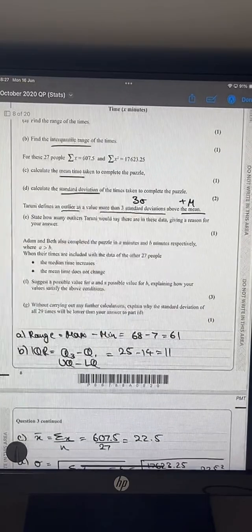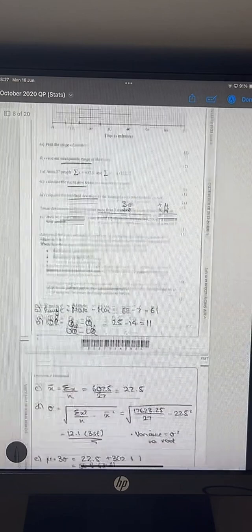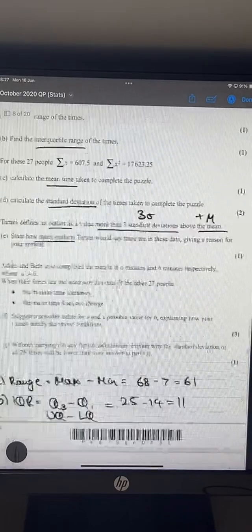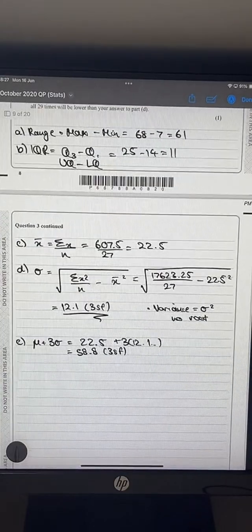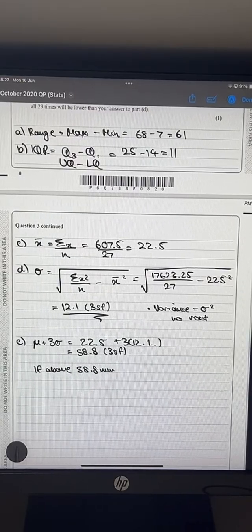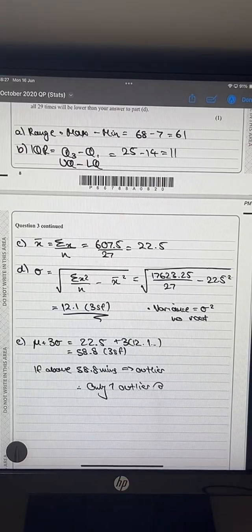Now I can just go back to the question and see what they're asking me. State how many outliers Taruni would say is in this data. Give a reason for your answer. So I need to look for how many are above 58.8 minutes. So that's about there. Well, there's just one value there, which is an outlier. So I just say if above 58.8 minutes, then that means it's an outlier. And therefore, only one outlier. And I just say where it is at 68 minutes, just for completeness.